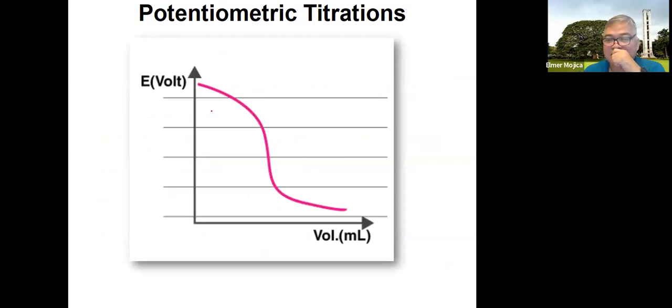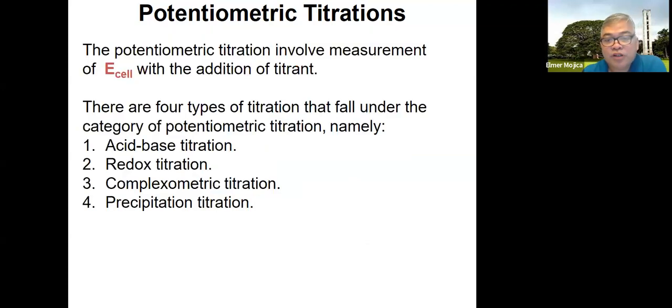So usually this is how potentiometric titrations look like. It can be like this. If it's a pH or acid-base titration, it could be like this. This one we observe in precipitation reactions. Whenever you do potentiometric titration, it involves the measurement of the E cell. So I think typically what we have there is colorimetric.